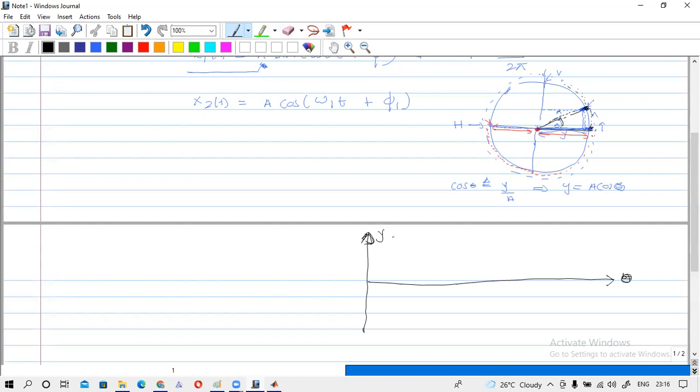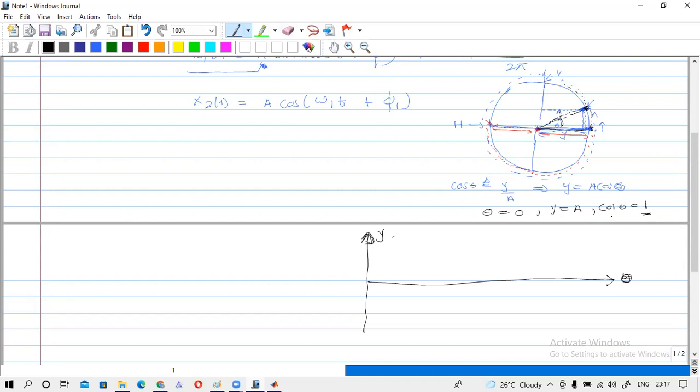Okay, so at that point a and y are equal. Okay, a and y are equal, and then what is the value of y? If theta is equal to 0, y and a are equal, then what is cos theta? Cos theta is equal to 1.